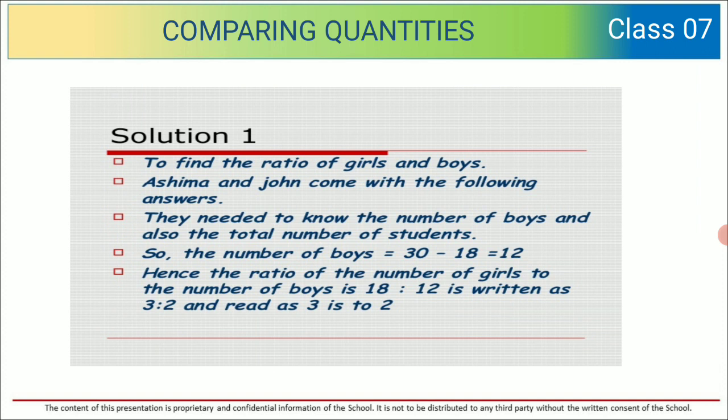So the number of boys is equal to 30 minus 18, which is equal to 12. Hence the ratio of the number of girls to the number of boys is 18 is to 12, which is written as 3 is to 2. Okay, and it is read as 3 is to 2. The two dots denote 'is to'. So after reducing 18 and 12, you will get 3 is to 2.